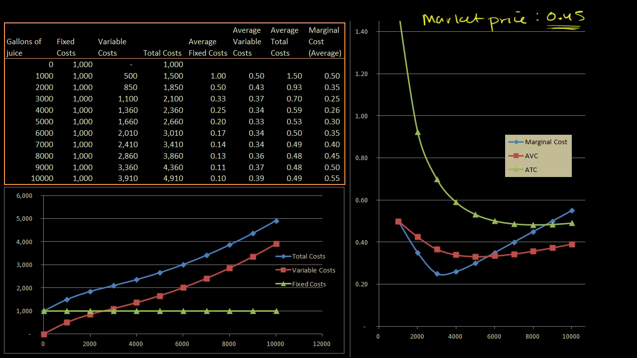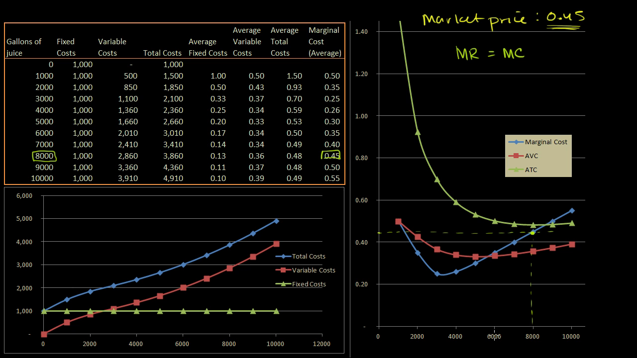So you want to look at the quantity where your marginal revenue, the 45 cents, is equal to your marginal cost. And we could look at it over here. If we look at our marginal revenue, let's say 45 cents is right over there. You want to look where the 45 cents is equal to your marginal cost, and it looks like it is right over there. And we can even see it on our table. When does our marginal cost equal 45 cents? It equals that when we produce 8,000 gallons of our juice.